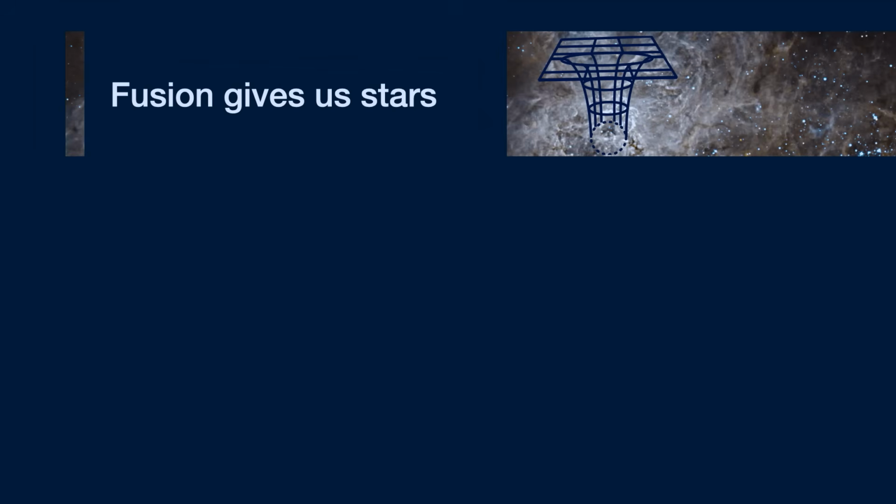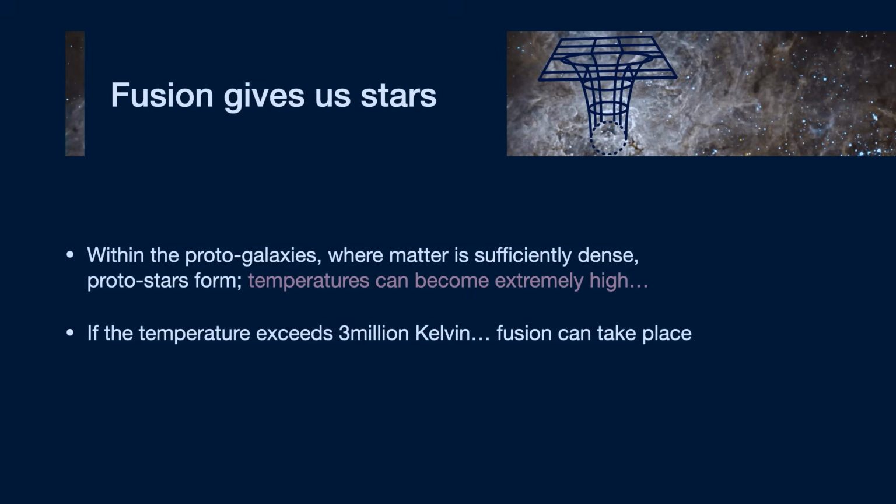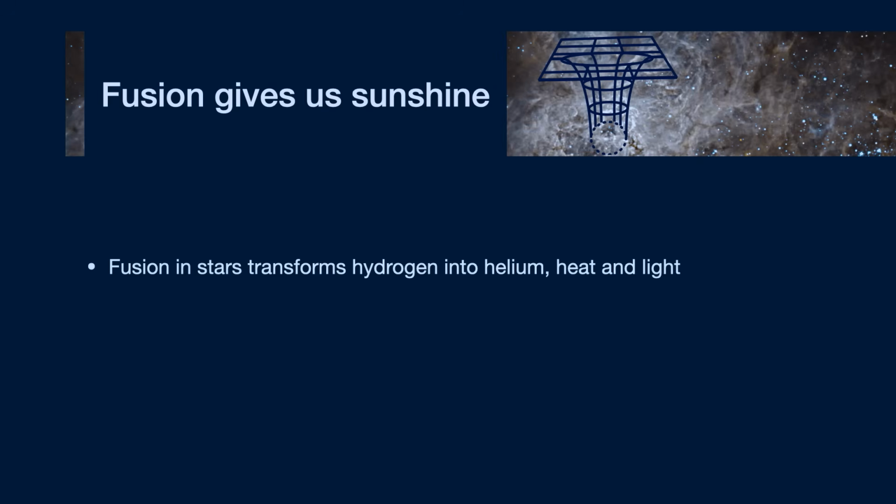So we've said that fusion gives us stars when we've had the collapse of those gas clouds that I talked about at the start of my talk into sufficiently dense coagulates that the temperature would become high enough to give you fusion. Fusion is what gives us sunshine. Fusion in normal stars, like our sun, is when you can transform hydrogen into helium and, importantly, heat and light. You will get, in the course of the sun's lifetime and in the lifetimes of other much more massive stars, other heavier elements. But that's the subject of my next lecture.